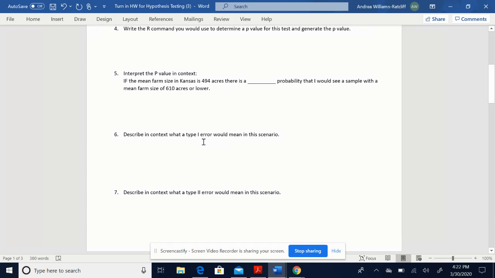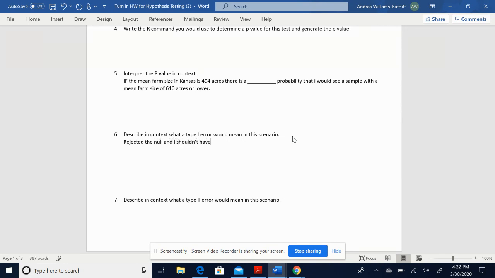Now, what does this mean? A type 1 error. Most of you wrote things like, I rejected the null and I shouldn't have. Now, that is the definition of a type 1 error, but it is not in context. It does not tell us the significance in this scenario. I had some people write, it means that I said the null was in the confidence interval and it wasn't. It doesn't say anything about your confidence interval. It doesn't say anything about your calculations. That is completely incorrect. You should not be referring to your calculations at all. We're talking about in context.